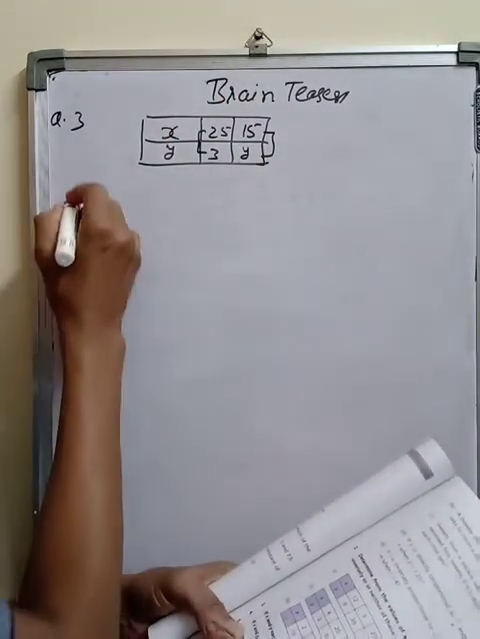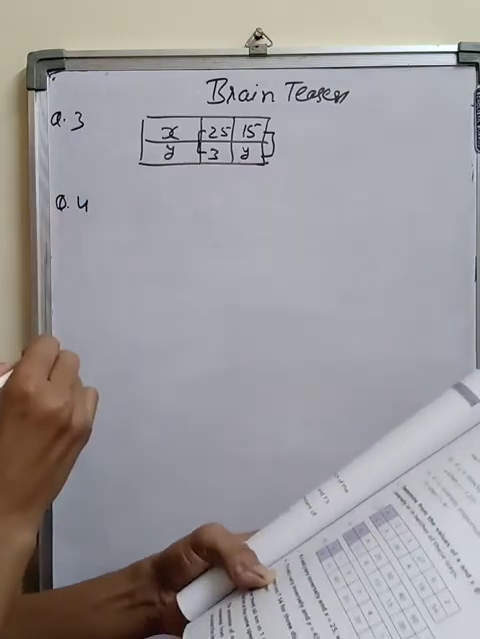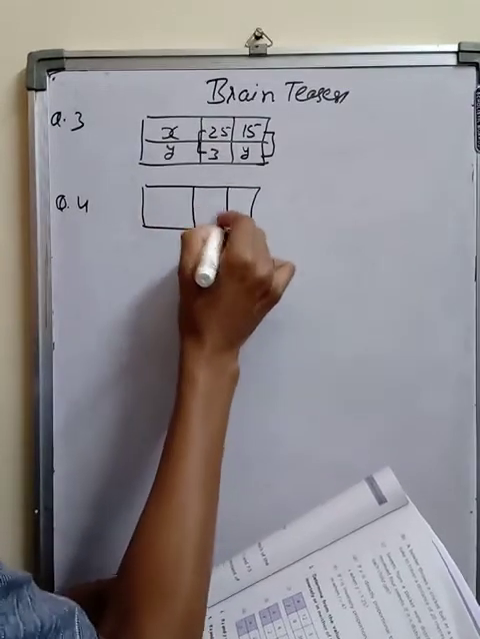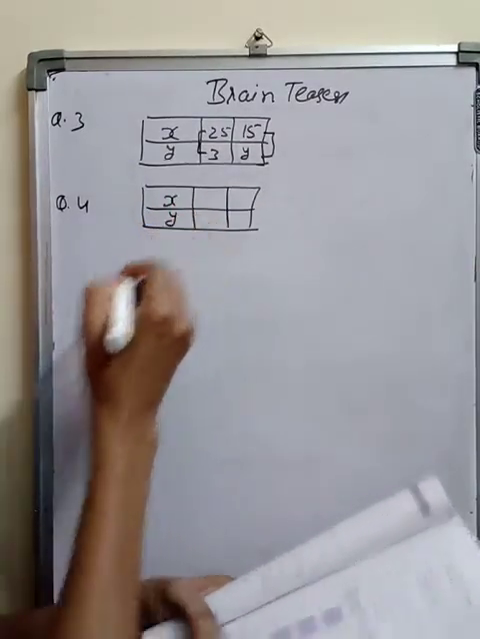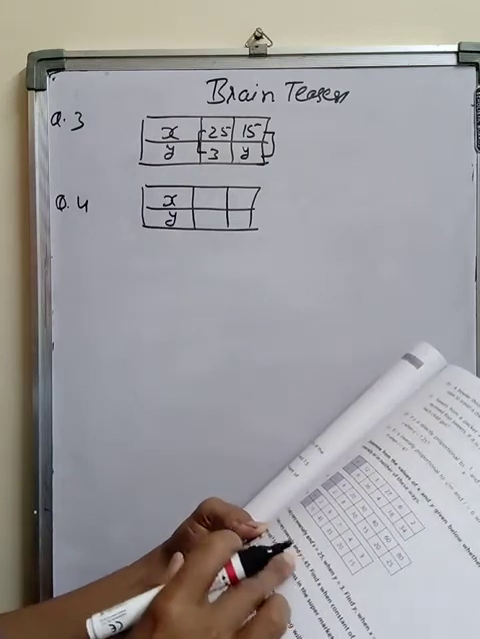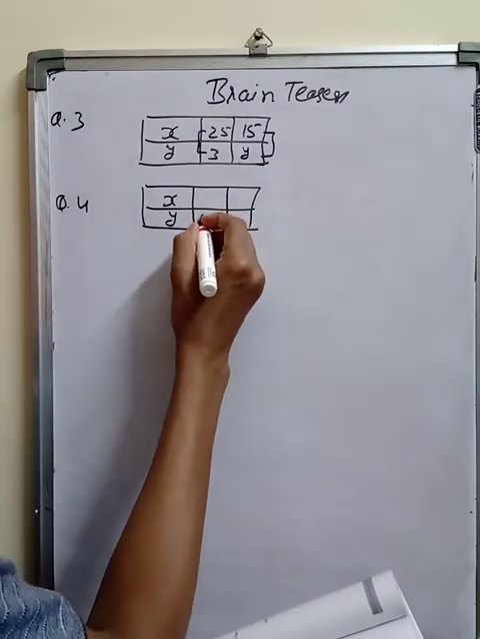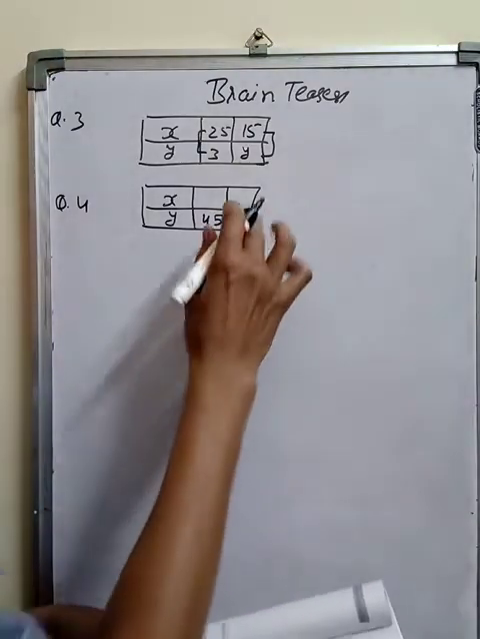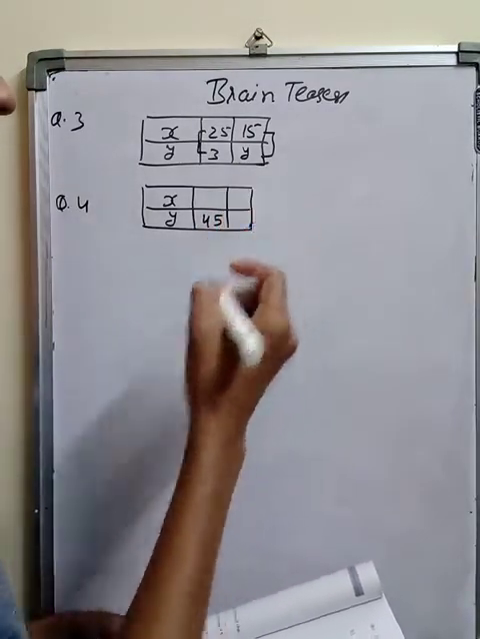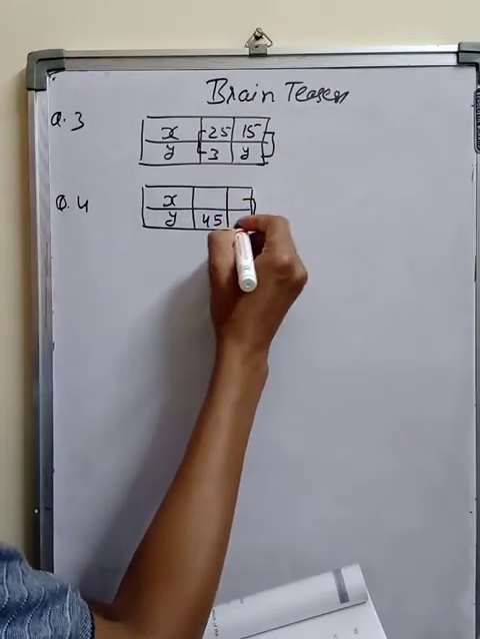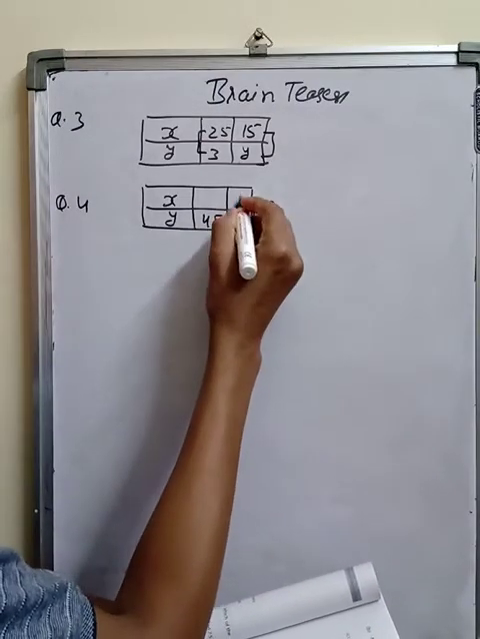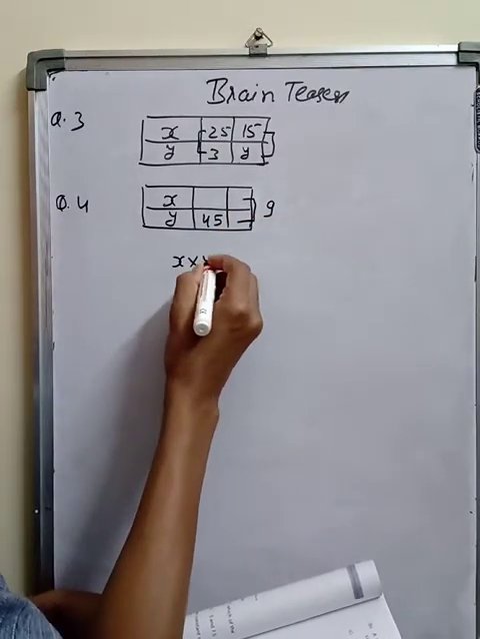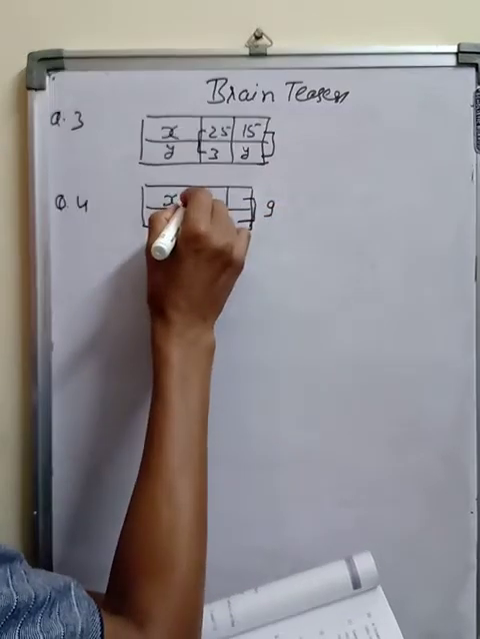Question number 4. It is given x and y vary inversely. So here once again we write the values of x and y. If y is equal to 45 and the constant of variation is 9. Here a new word is there. Constant of variation means the product of these two values is 9, their product is already given. So here we can write x into y, the product of this should be the product of this.